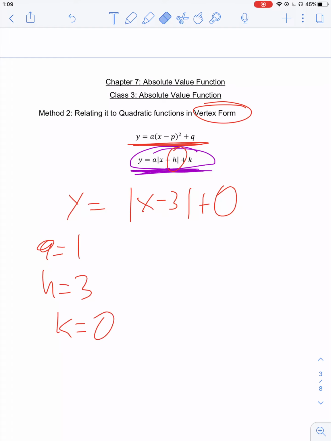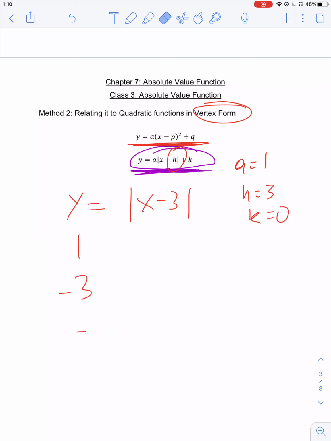So now how does this work? Just like a quadratic function, I'm going to write this up here, and make some room for myself. Because your a value is positive, just like your parabola, this absolute value function will open upwards. So it will look like this. Just like your parabola, when the a value was positive, it looked like that, and when it was negative, it looked like this. It's the same thing for the absolute value function.